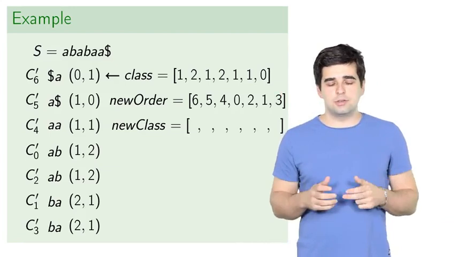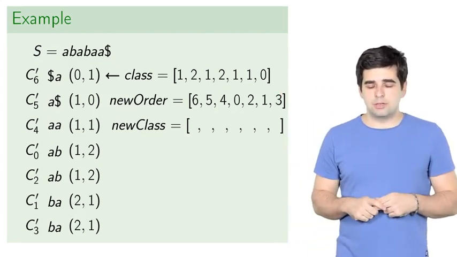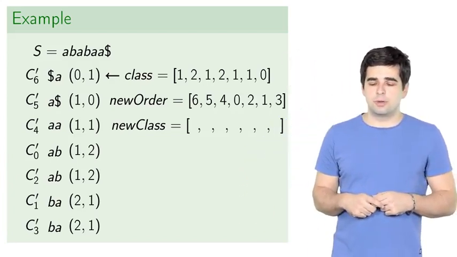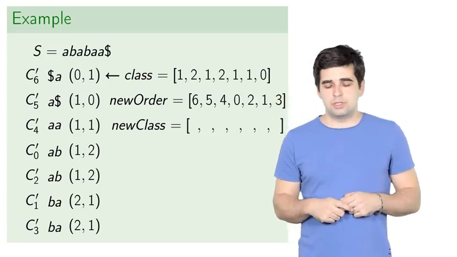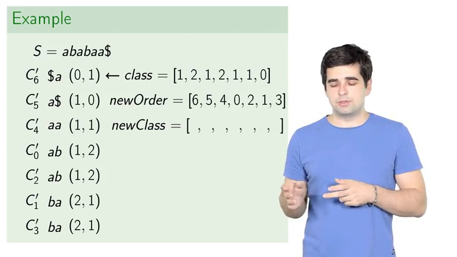Now let's consider the pseudocode for the procedure sort doubled, which will sort the doubled cyclic shifts of length 2L given the string S, the current length L, the order of the cyclic shifts of length L, and their equivalence classes in the array class.